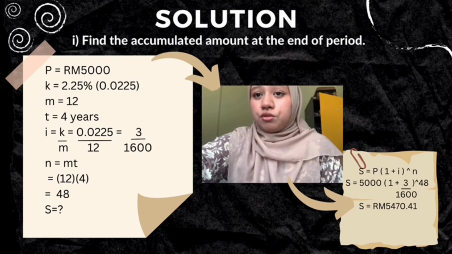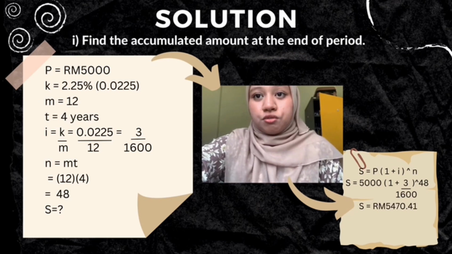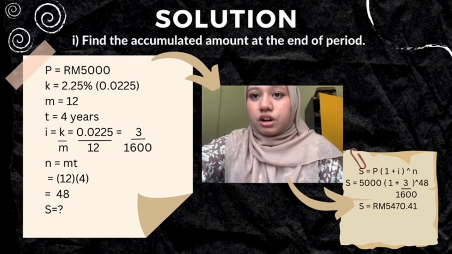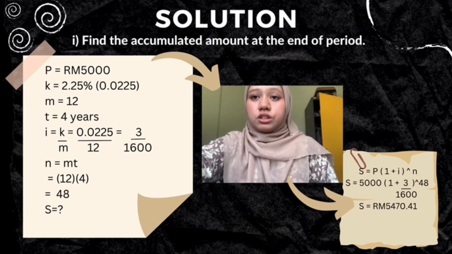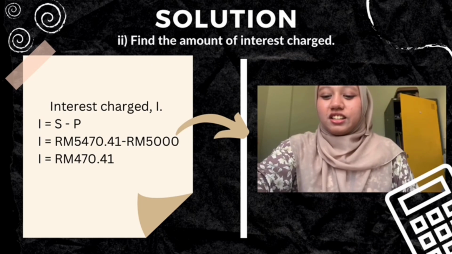So here, how to find S? We use the formula S equal to P(1 + i)^n. So we want to find S. P equal to 5,000, (1 + 3 per 1,600) to the power of 48. So the total of S will be 5,470.41.